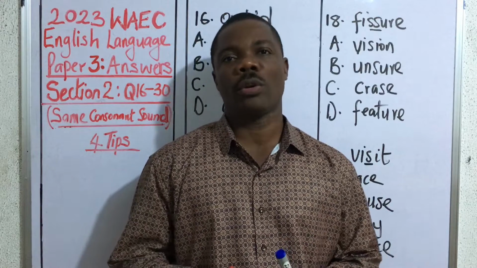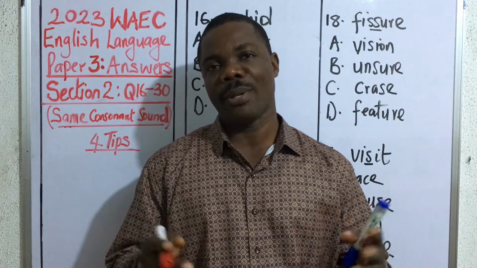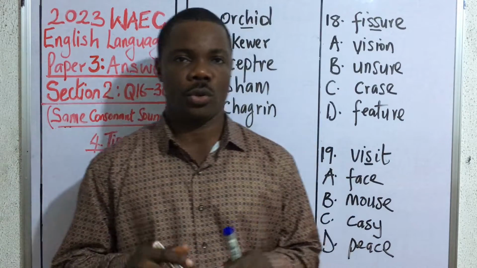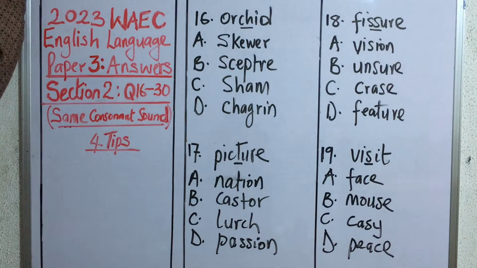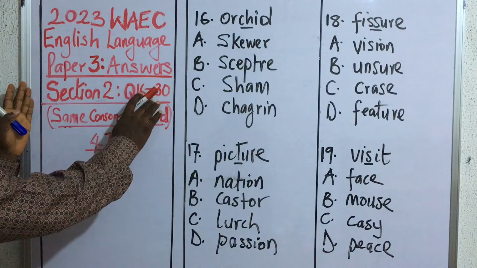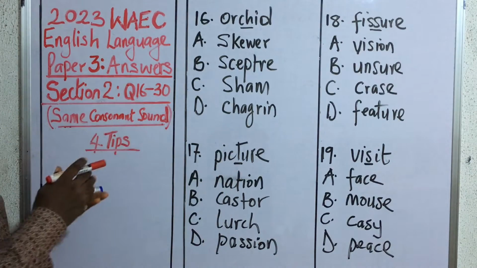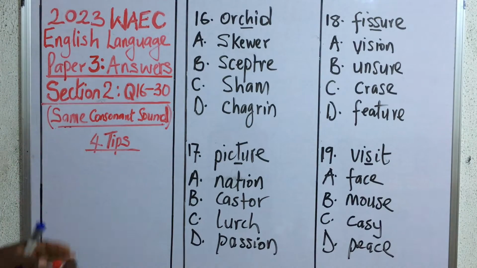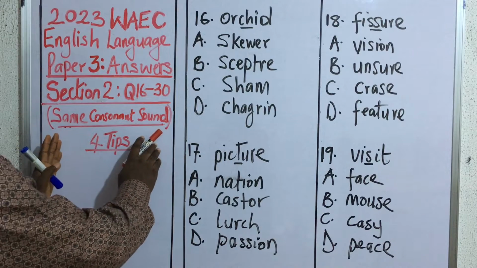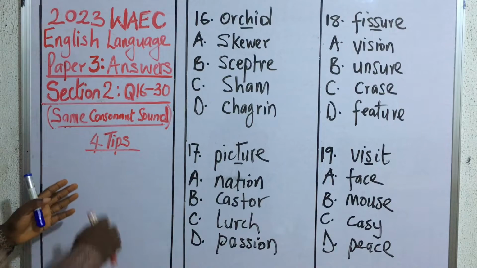Good evening and welcome to the second episode of our video series where we examine the answers to the just concluded 2023 WAEC Oral English Examination, which is WAEC Paper 3. And today we shall be looking at section 2 of that paper, and section 2 covers question number 16 to question 30.